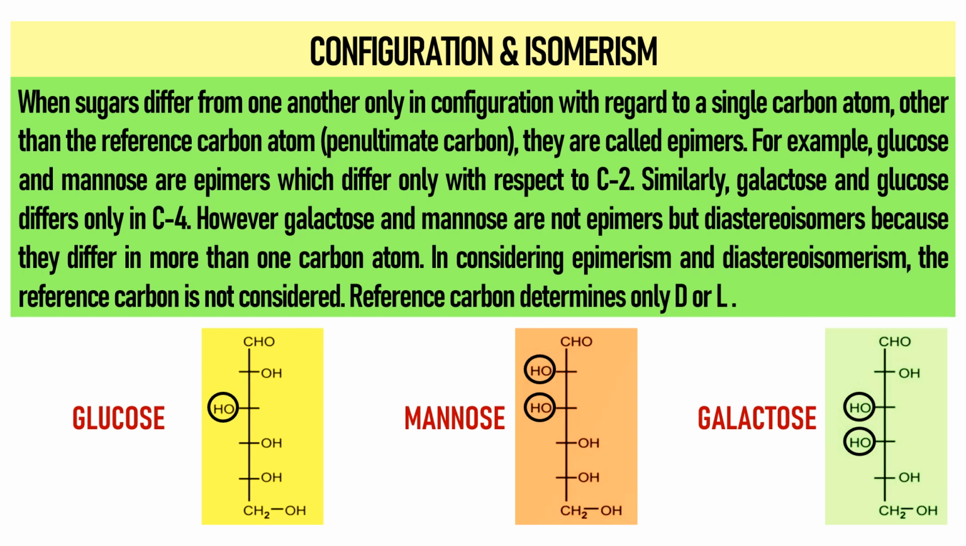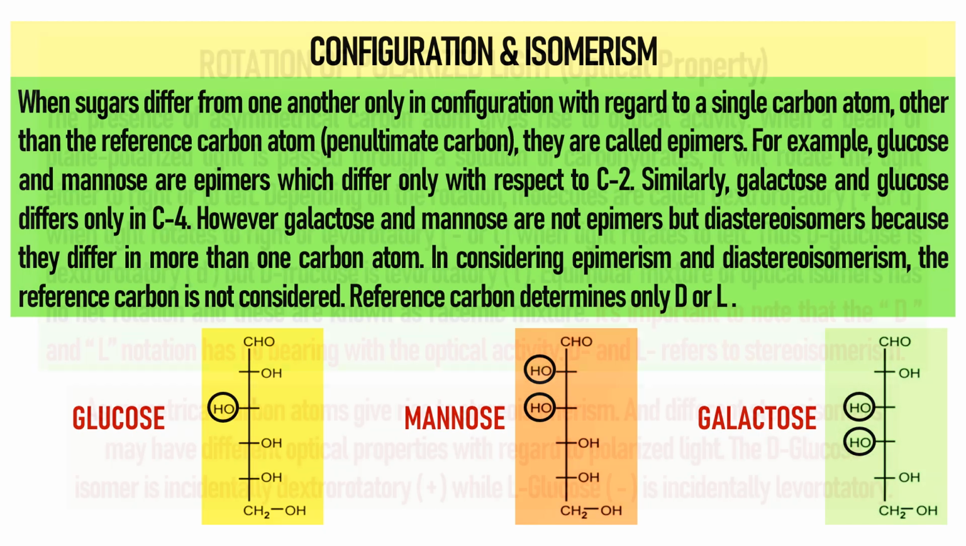However, galactose and mannose are not epimers, but diastereoisomers because they differ in more than one carbon atom. In considering epimerism and diastereoisomerism, the reference carbon is not considered. Reference carbon determines only D or L. Isomers have the same molecular formula, but differ in their spatial arrangement.